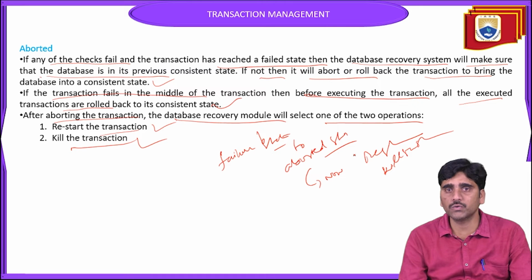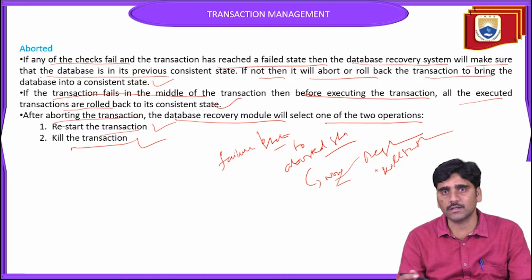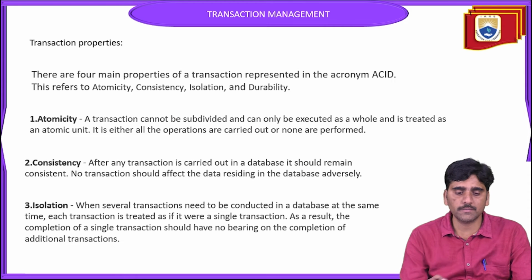So it is able to roll back or restart the transaction, or else kill the transaction. Those two actions are done when the transaction is in the aborted state. Right? So this is the way you can understand the transaction states or transaction state diagram. So, transaction properties. What are the transaction properties actually?